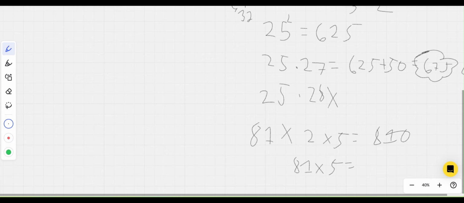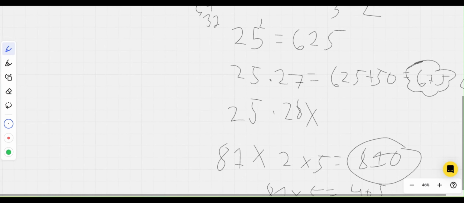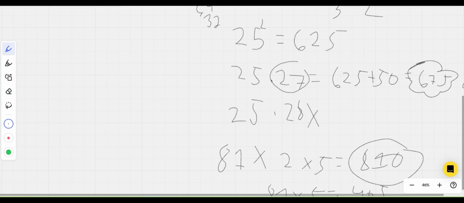Because 81 times 5, right? That's 405. That's obviously way too small. 81 times 2 is even smaller. And if we put the two numbers together, we get something extremely large. So that's not going to work. In terms of involving powers of 3, we already found 27 times 25.